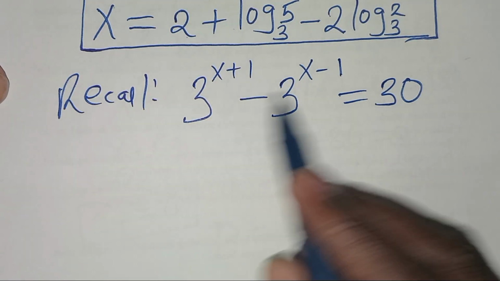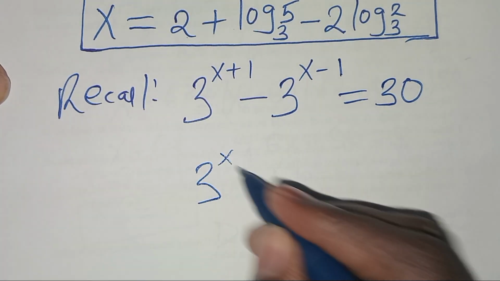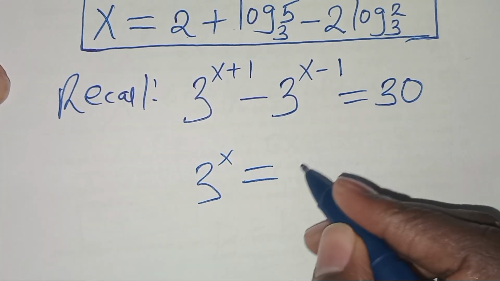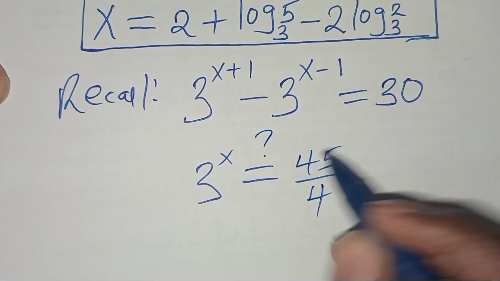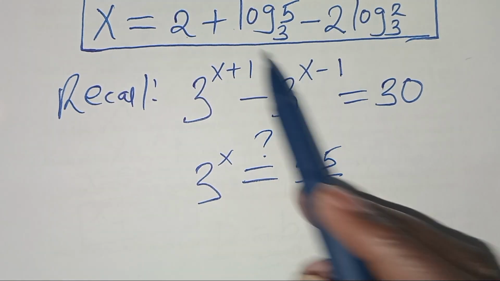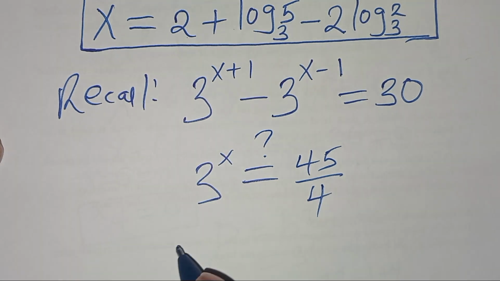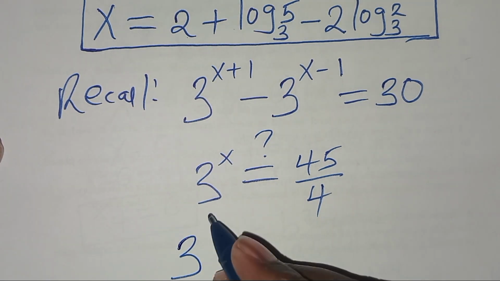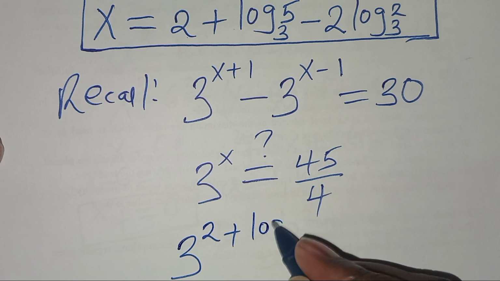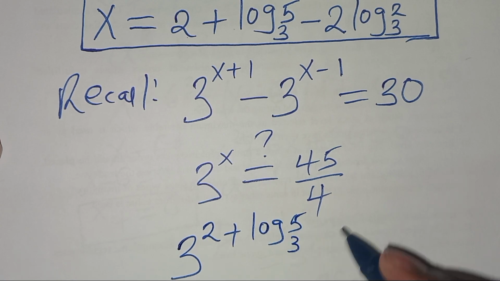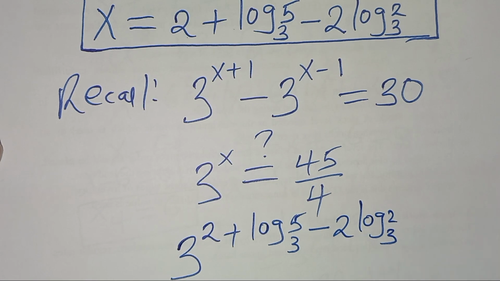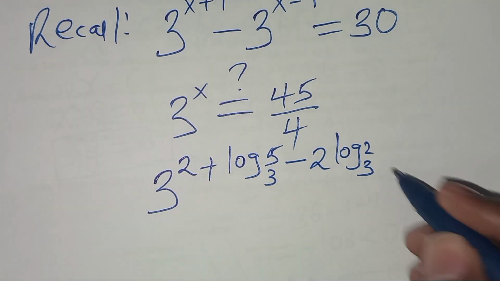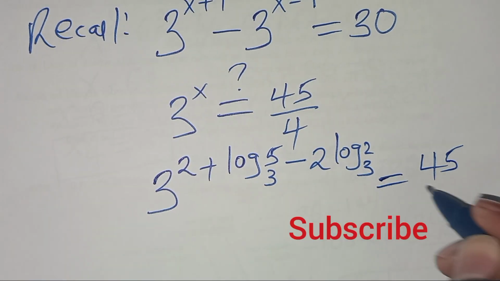Now we're simplifying this further to 3 to the power x. This is basically equal to 45 divided by 4. So let's prove that this value of x actually satisfies this condition. Now substituting the value of x, we'll have 3 to the power 2 plus log 5 to base 3, subtract 2 log 2 to base 3. This should give us a value of 45 divided by 4.